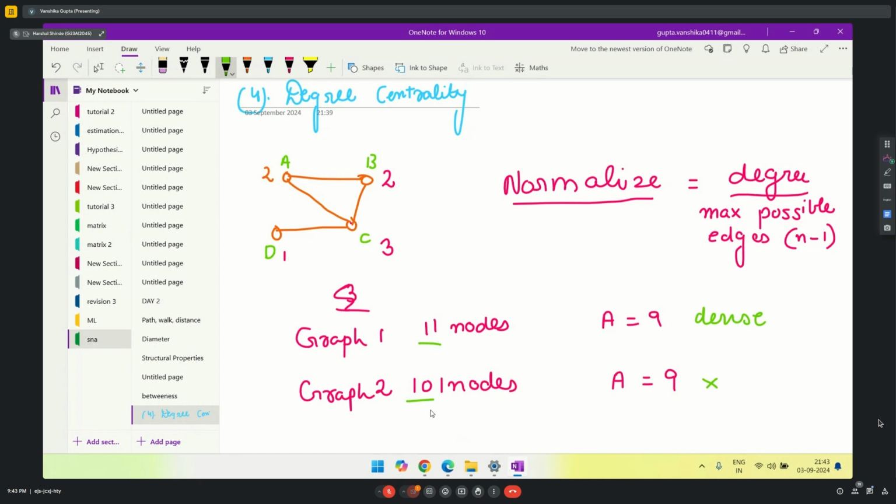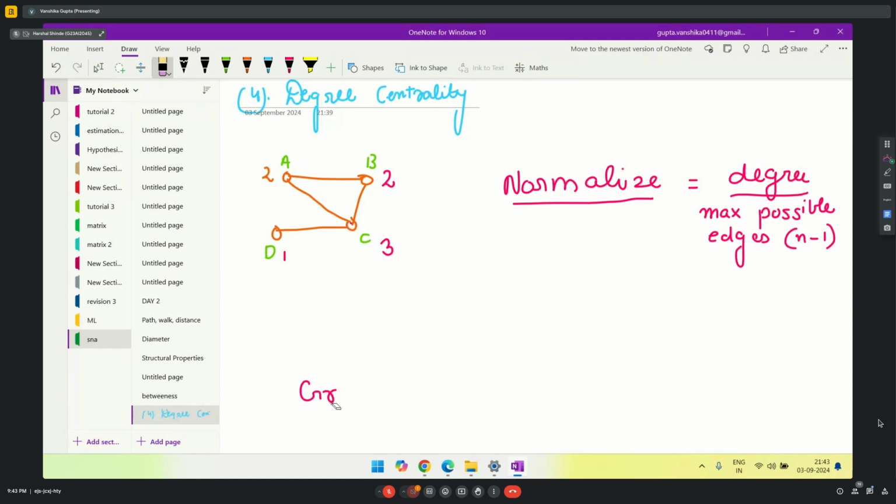Now, if you are comparing both large numbers, to compare this density we normalize our degrees. To normalize degree, we simply divide it by the maximum possible edges. The maximum possible edges is n minus 1, where n is the number of nodes. So if I want to convert this graph into normalized form, it was 2 here, 2 here, 3 and 1. I need to divide it by the maximum possible edges.